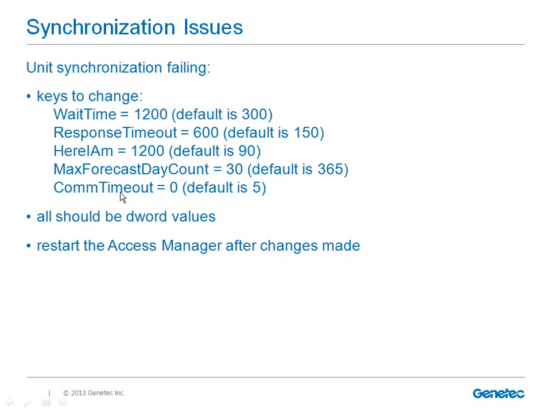We also have a comm timeout. Set that to 0. The default is usually 5. As I mentioned, these should all be dword values, and once you've made these changes, just go ahead and restart the Access Manager, and just note that the units will all go offline while we're restarting it.